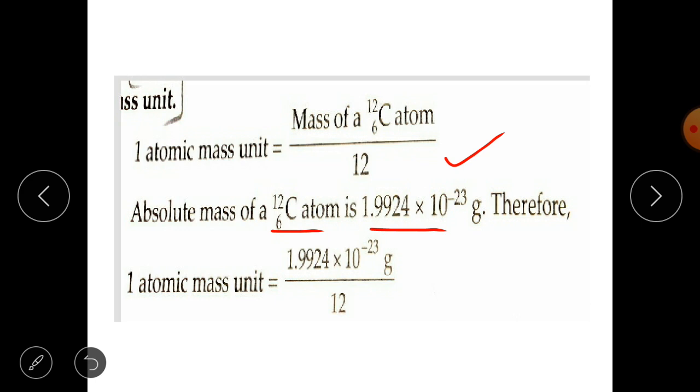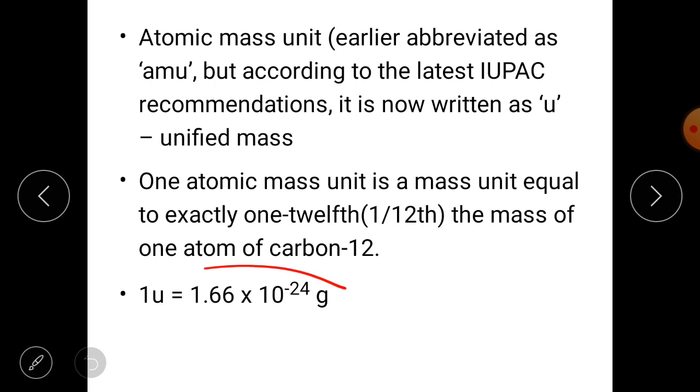Now, if I want to know the relation between gram and 1 U, atomic mass unit can be said, but you must consider the recommendation. As per that, now we use 1 U. So, if you divide this number by 12, you will get the relation, and the relation is this number. Now students, we will study, is atomic mass unit a practical unit? The atomic mass unit is not a practical unit because it is equivalent to a very small number.